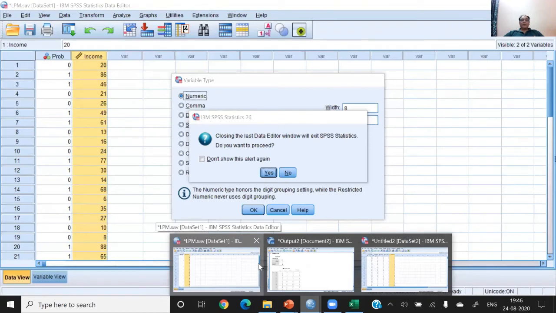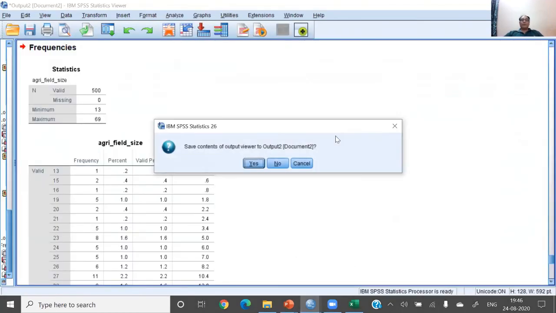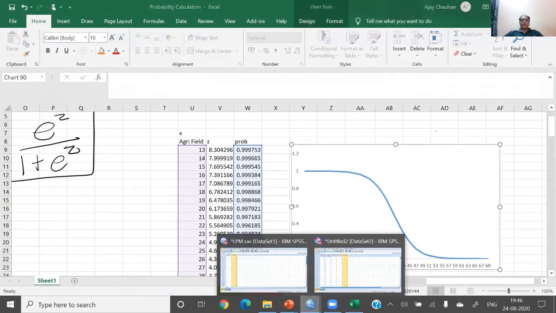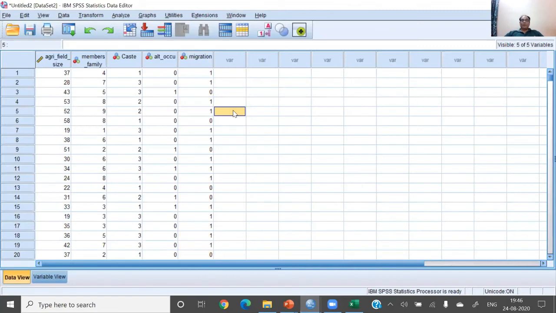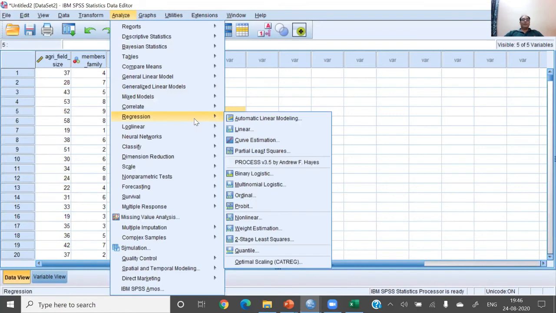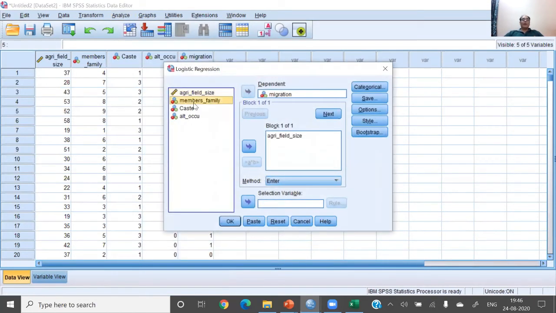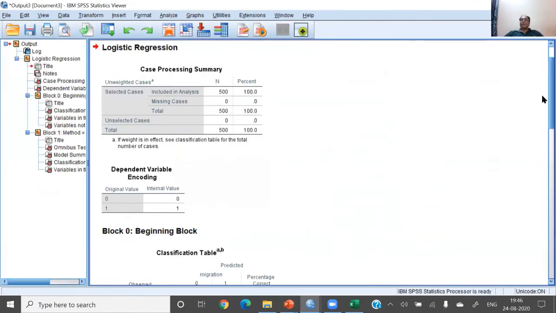My SPSS file is this. Now I hope you can see the data set. I am adding one more variable here: regression, binary logistic. Now I want to see the members of the family, so I'm incorporating the members of the family. I'm adding one more variable in the equation. After adding it, I'm taking this data.